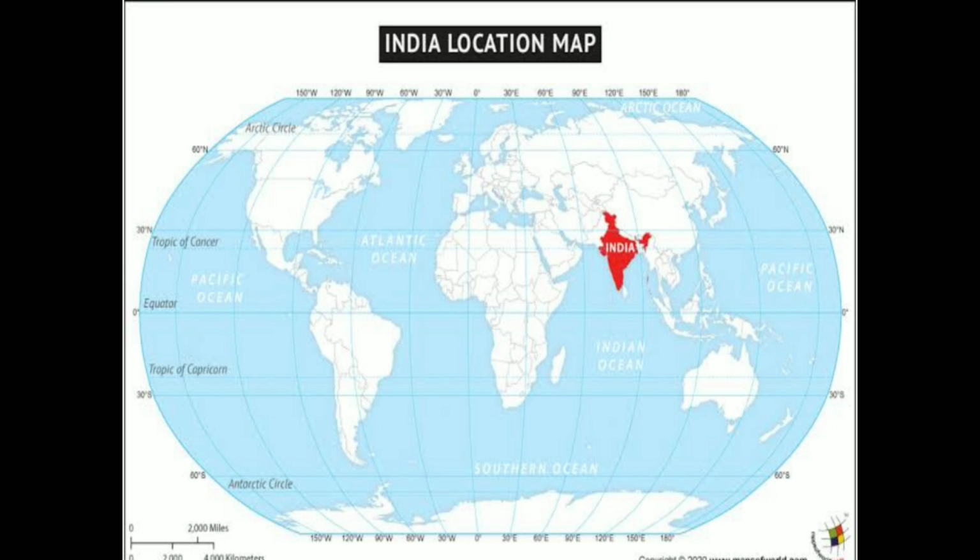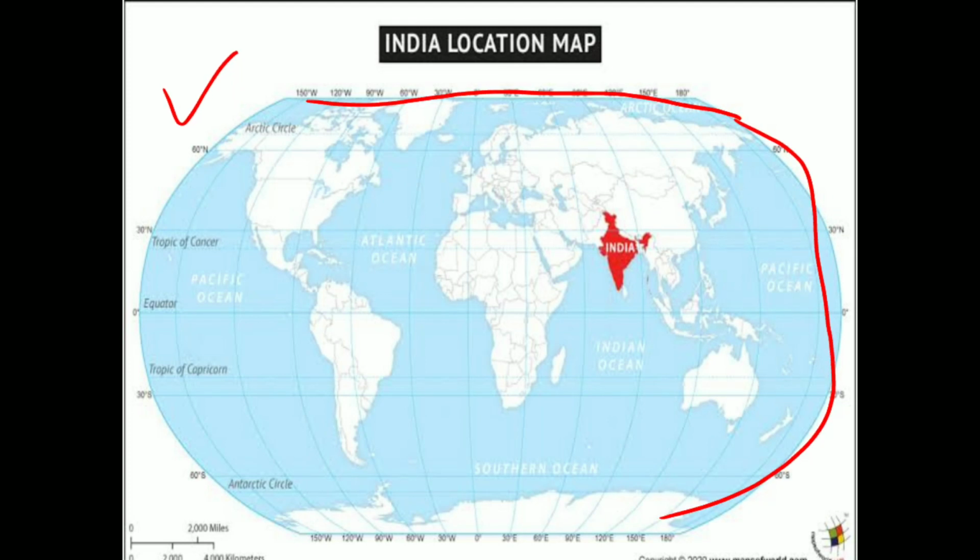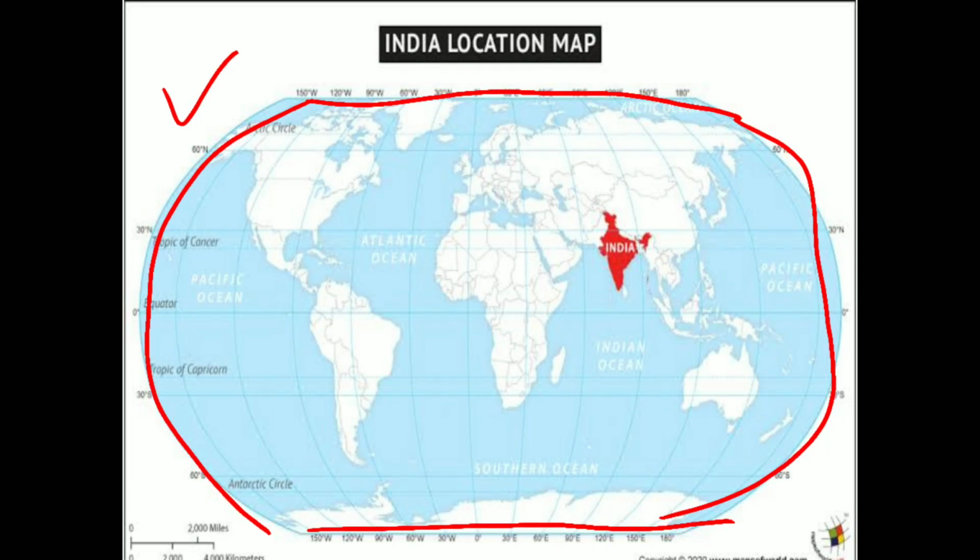I mean this is our global map. I mean this is our globe. As you see, this is a picture of the globe. As you can see, this is the earth. Actually this globe is a true representation of the earth. You can see it is flat on the top, it is flat on the bottom also.